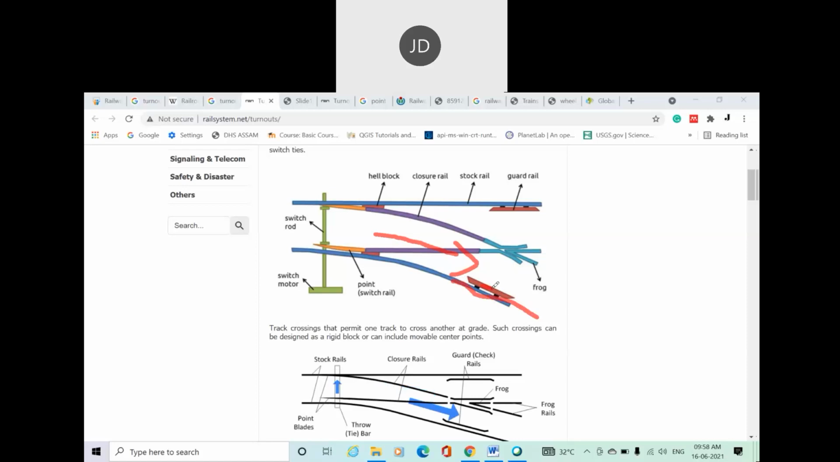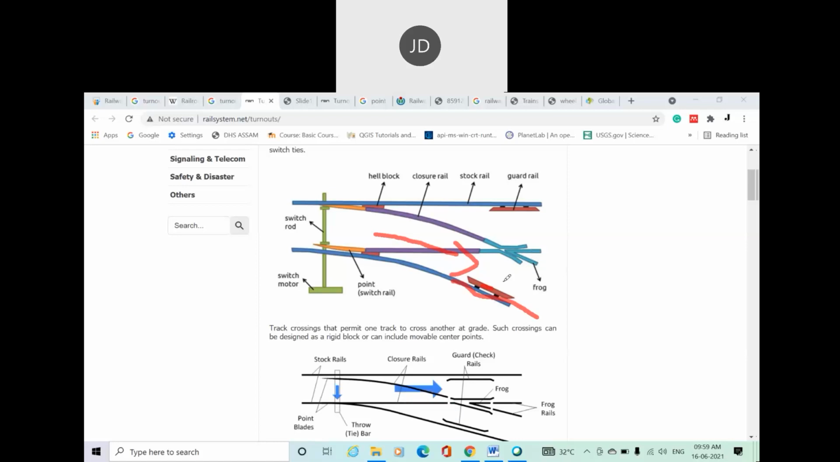Basically, a guardrail is a piece of rail placed alongside the main rail or stock rail, so this is also known as the main rail. A guardrail is a piece of rail placed alongside the main rail opposite the frog. That means this is a frog in the opposite direction. In both directions there is a guardrail.